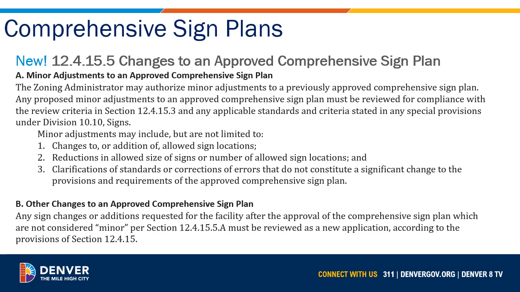These need to be approved by the zoning administrator, who can make a determination about what constitutes a minor adjustment for changes not specifically listed. Any requested changes that don't meet the minor adjustment standard need to go through the normal CSP process to approve a revision of an existing CSP.